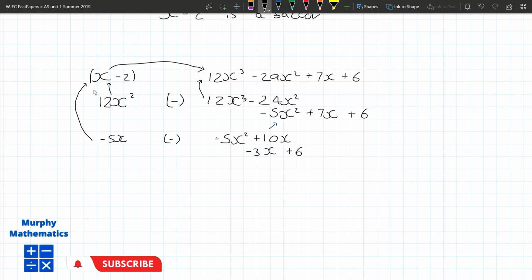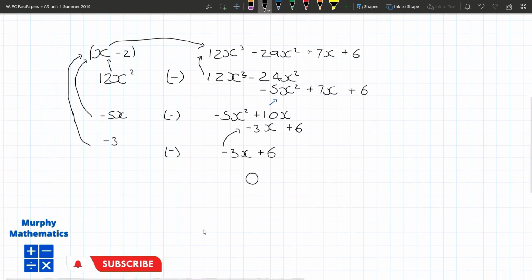Okay, so now we need to go from x minus 2 to minus 3x plus 6. So what we need to times it by is minus 3. So again, we're timesing x minus 2 by minus 3, and what we get is minus 3x and we'll have positive 6. And we're going to take it away again from our remainder of the last one. So here, minus 3x minus minus 3x will be 0, and we've got 6 minus 6, so we're left with 0.